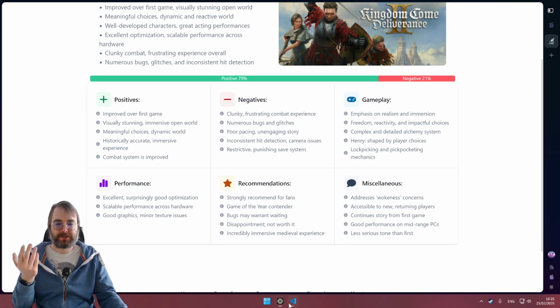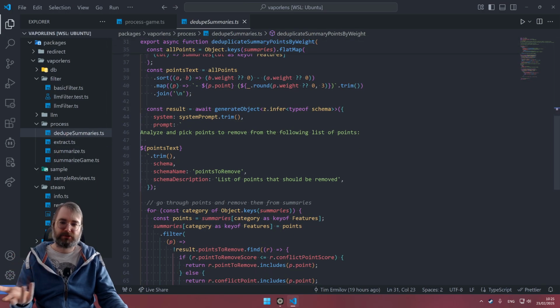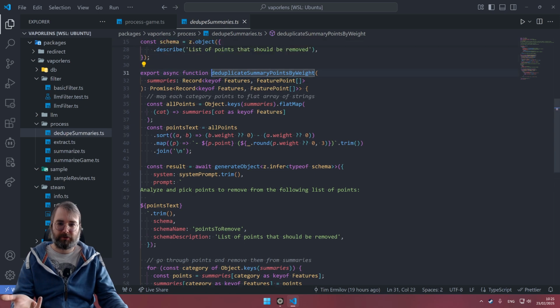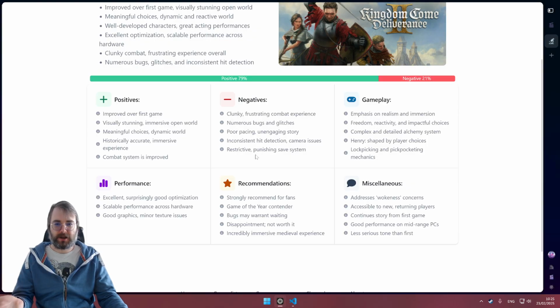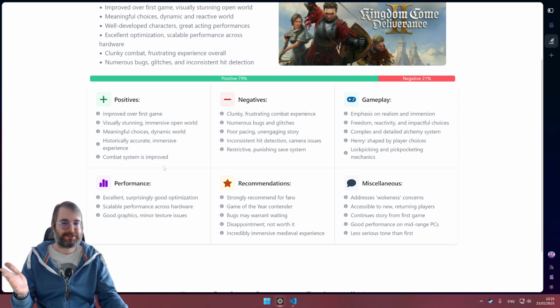So I had to add a step that basically uses absolute weights to figure out which points to remove. And if a lower weighted point contradicts a higher weighted point, the lower weighted point gets thrown out, right? Which means that now we no longer have it. We just have this: combat system is improved, which doesn't mean it's good, right?